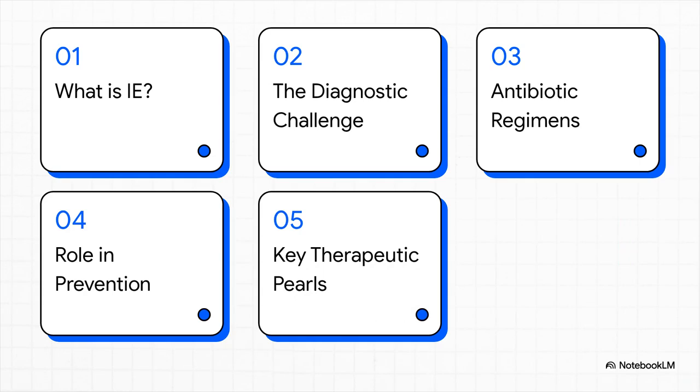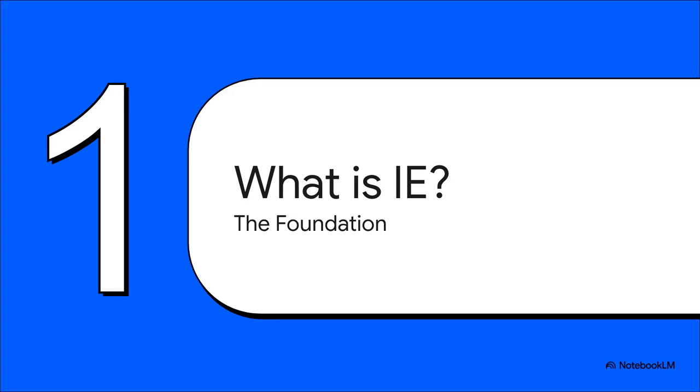We'll kick things off with the basics of what IE even is. Then we'll get into why it can be so tricky to diagnose. The big part of our discussion, though, will be on antibiotic regimens. That's really where we get to shine. And we'll wrap it all up with prevention and some high-yield clinical pearls you can start using like tomorrow. All right, let's lay the groundwork.